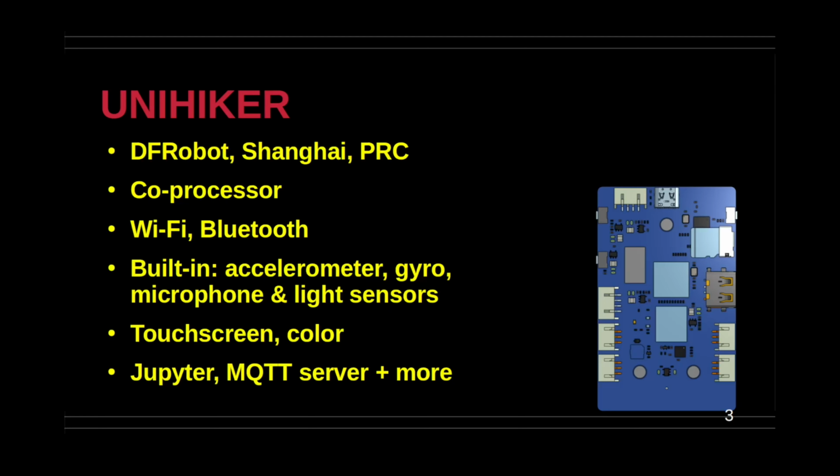Wi-Fi and Bluetooth connectivity enables wireless communication and integration with other devices. Built-in sensors includes a light sensor, accelerometer, gyroscope, and microphone for sensing the environment.